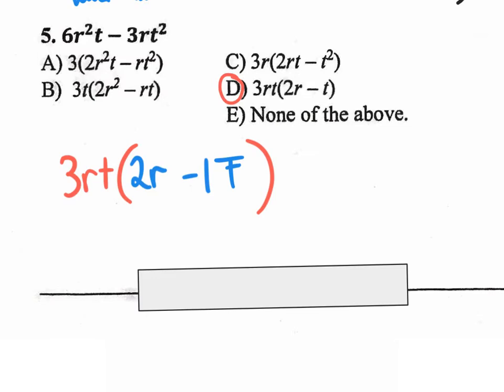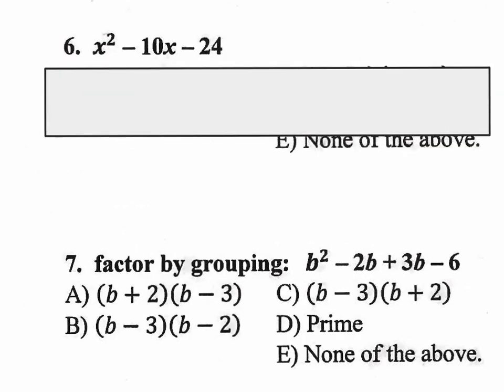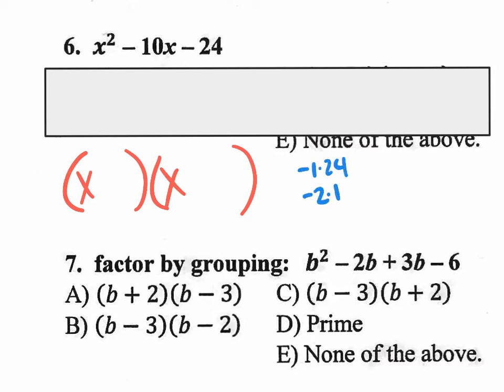Let's move on. Number 6. Let's set it up. What times what is negative 24 that if you combine together is negative 10? A lot of people get confused. Make a list. Negative 1 times 24. Negative 2 times 12. Negative 3 times 8. Negative 4 times 6. Those are all the possible ways of getting negative 24. Which pair of numbers combines together to give me a 10?